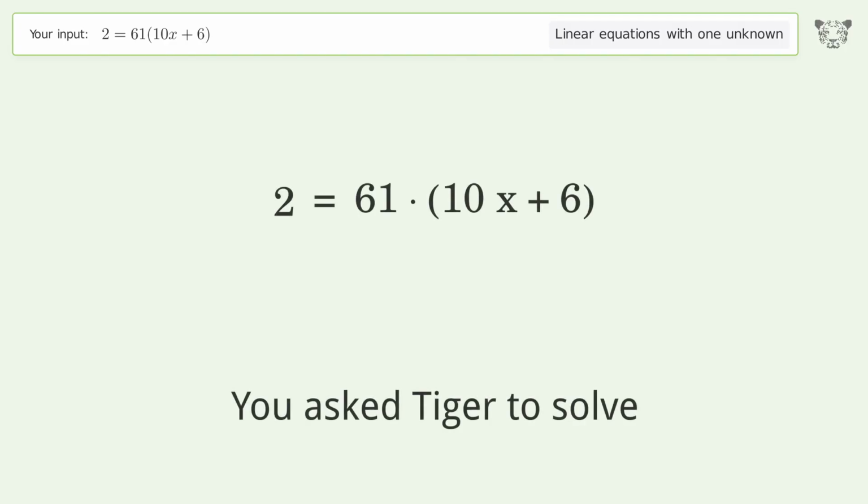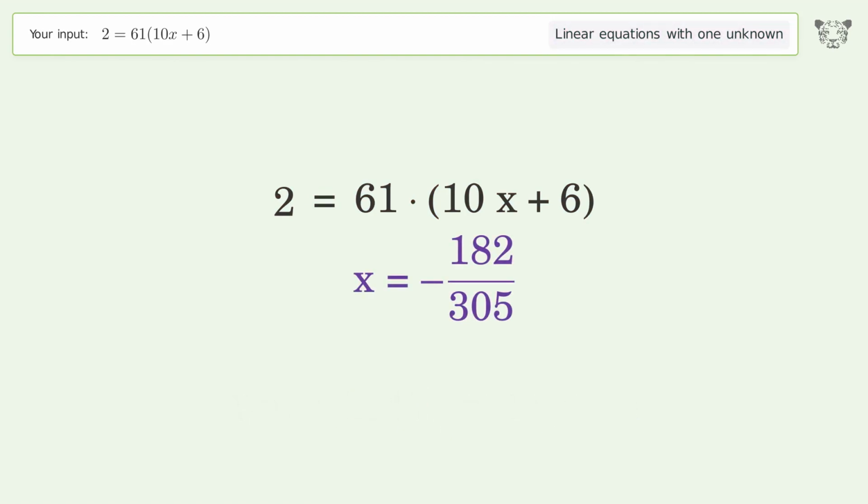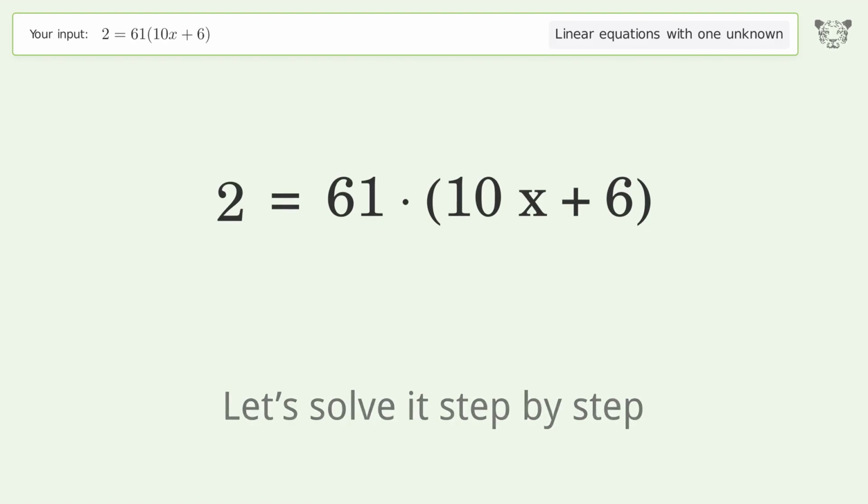You ask Tiger to solve. This deals with linear equations with one unknown. The final result is x equals -182 over 305. Let's solve it step by step.